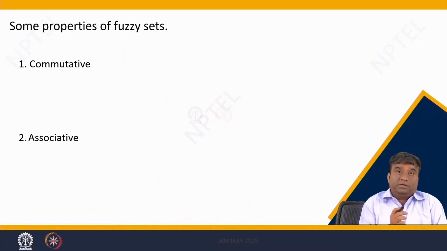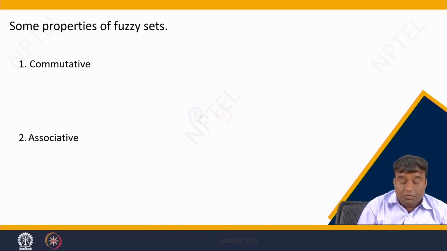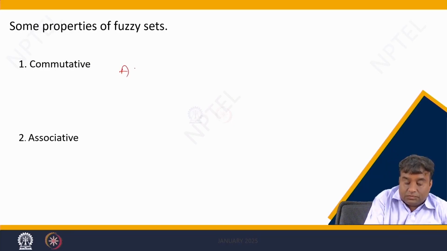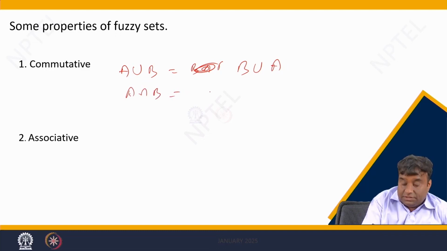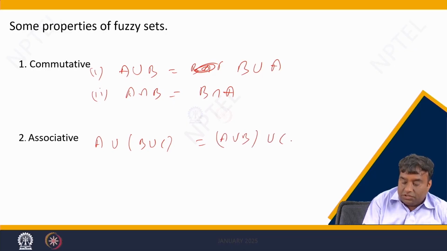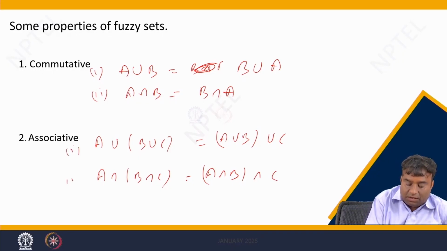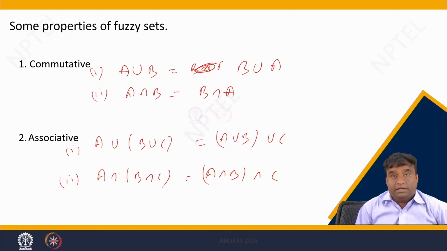Now there are some properties of fuzzy sets. First, the commutative property: A union B is equal to B union A, and A intersection B is equal to B intersection A. Now associative: A union (B union C) is equal to (A union B) union C. Similarly, A intersection (B intersection C) is equal to (A intersection B) intersection C. So that is the commutative, and this is the associative property.